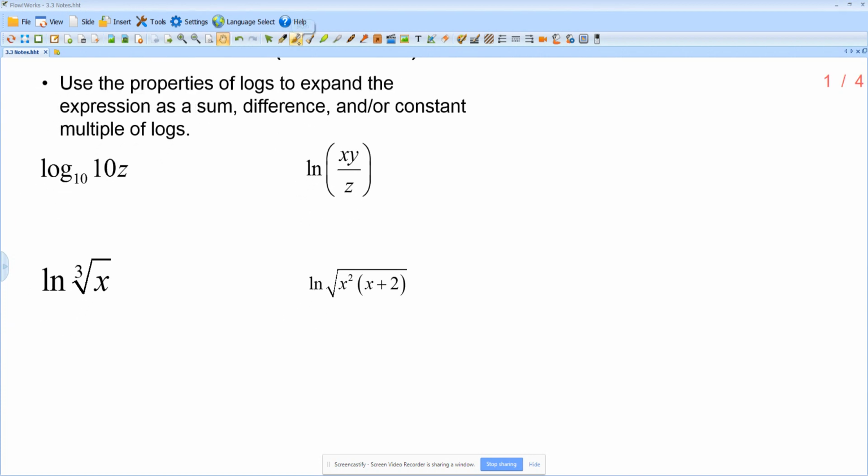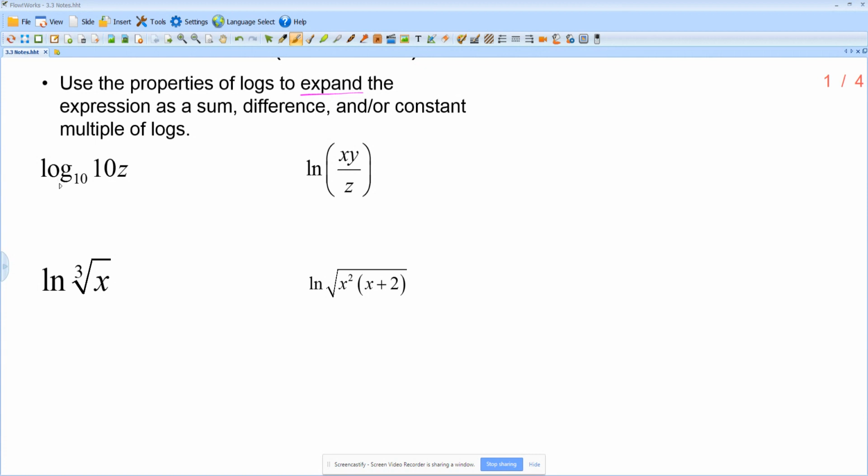So use the properties of logs to expand the expression as a sum, difference, and/or constant of multiple logs. One thing, when I'm expanding, what I'm trying to do is make this a much longer expression. I'm not trying to simplify it. So I'm trying to sort of break it apart.